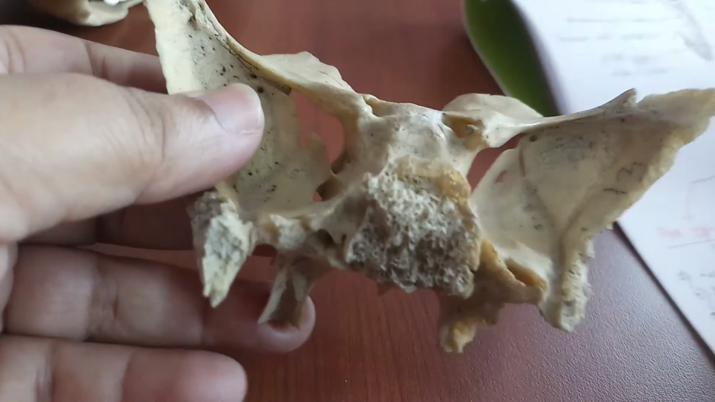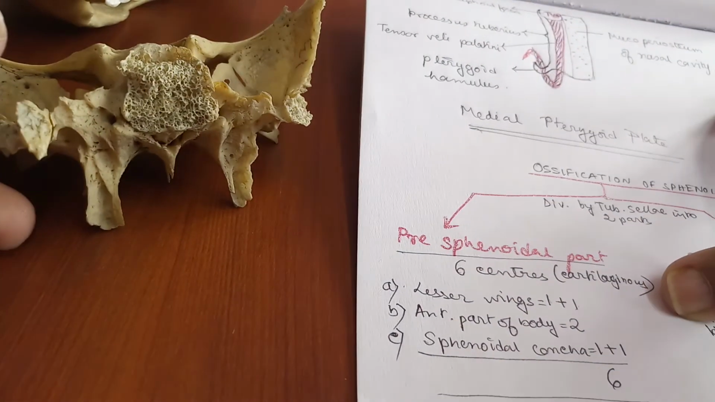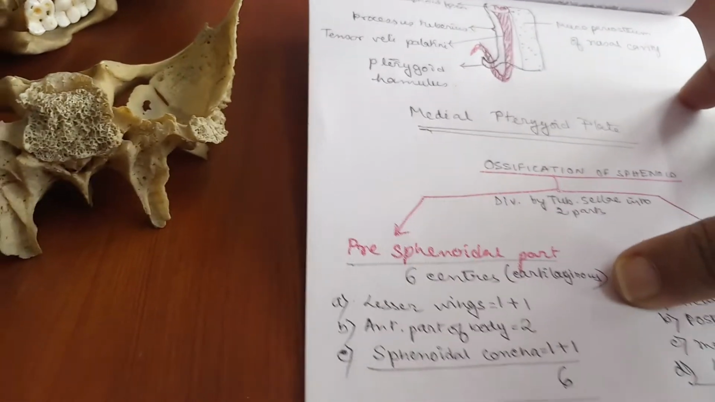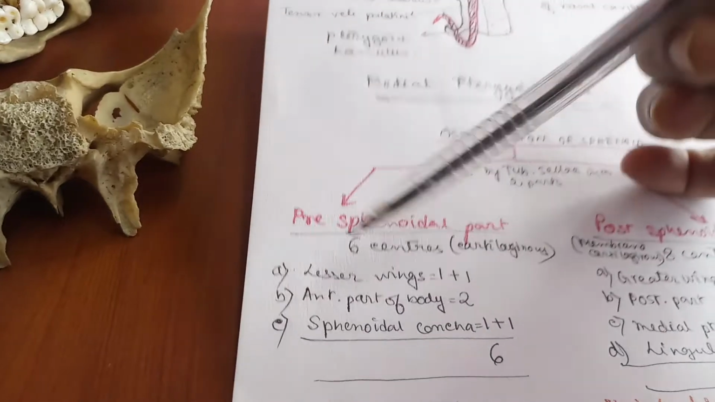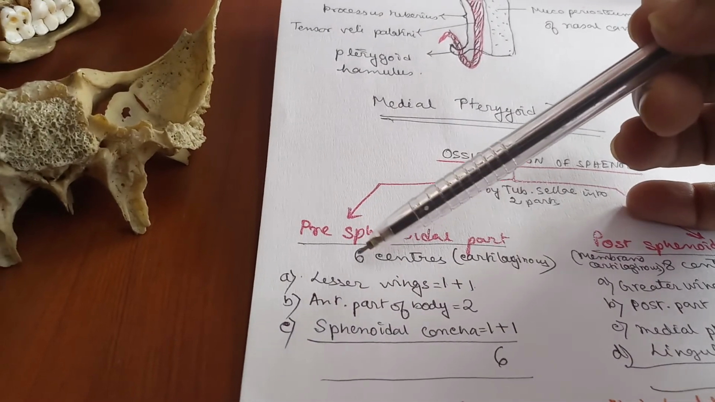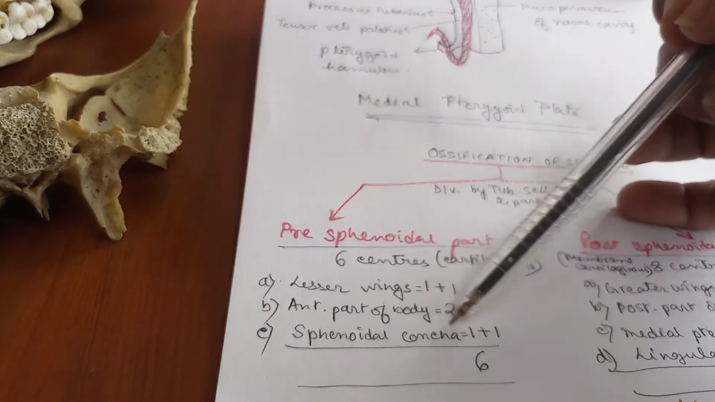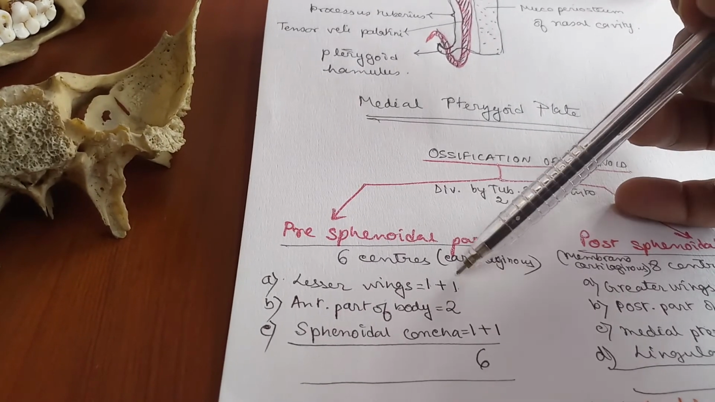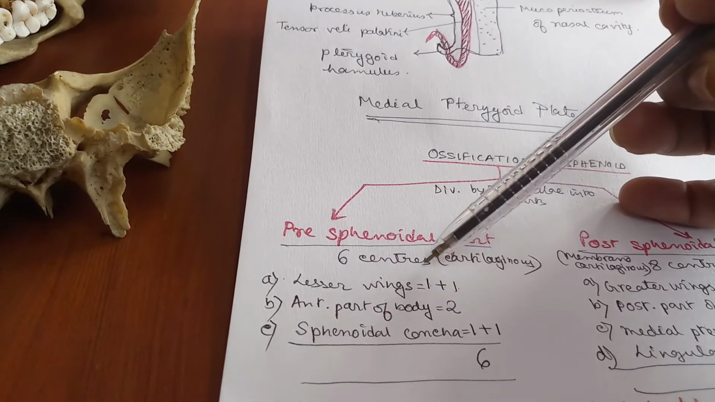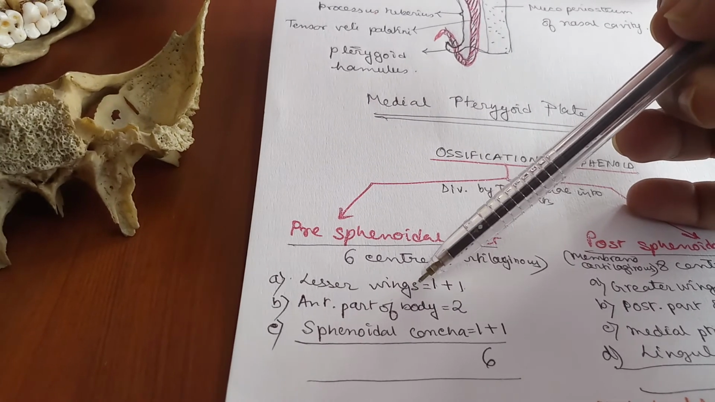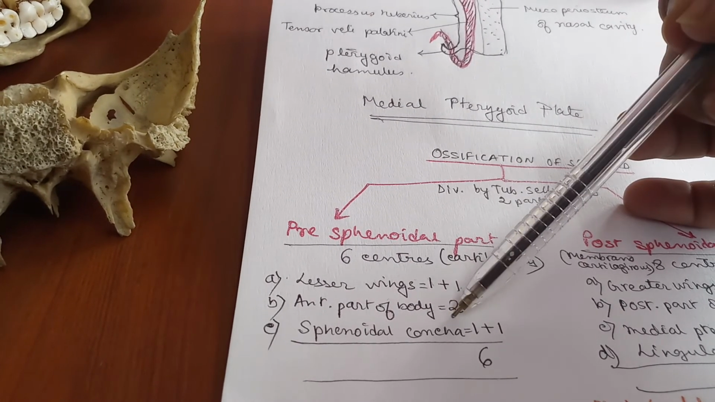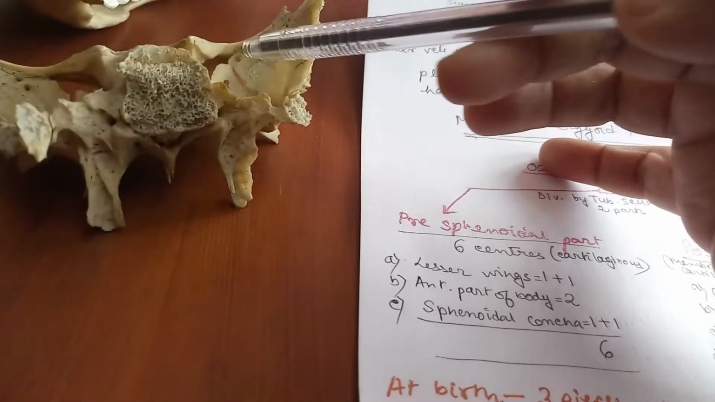So what happens that we will see what are the centers, just a recapitulation. So this pre-sphenoidal part has 6 centers of ossification: 1 each for the lesser wing, 2 for the anterior part of the body, and 1 each for the sphenoidal concha. So in total that makes up 6 cartilaginous centers for the pre-sphenoidal part.